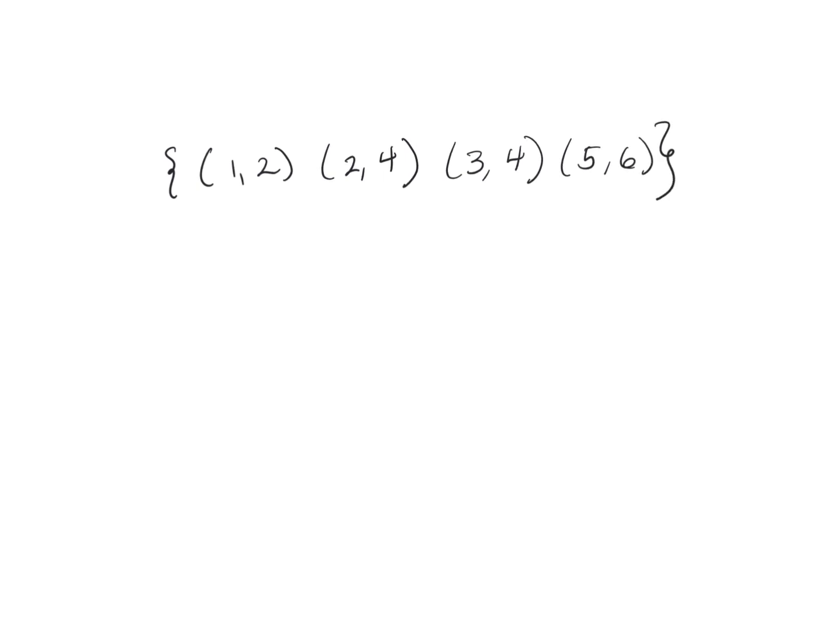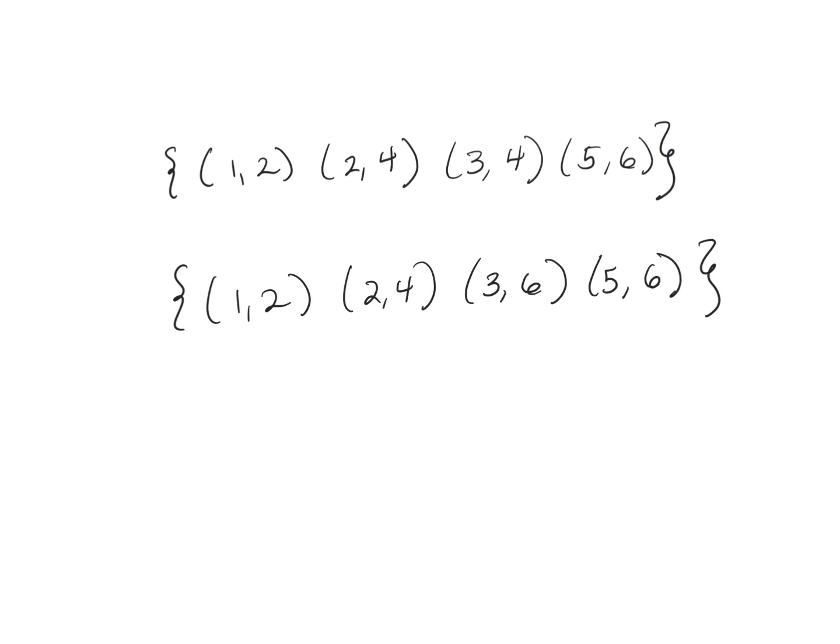So how do we check to see if something is a function? Basically, there are different ways that a function can be represented. First of all, it can just be listed as a set of ordered pairs. So this could be a function. Here's another example. Here's another example.